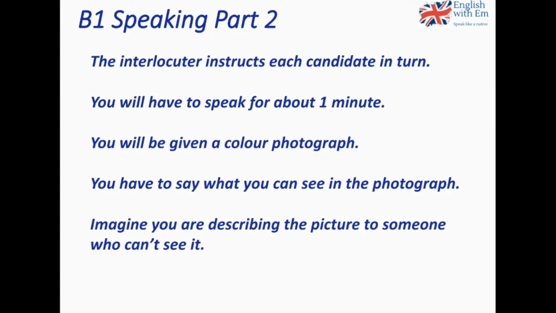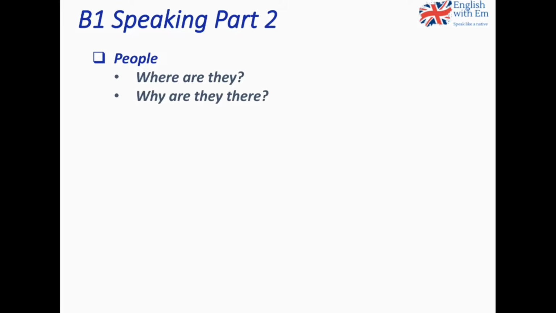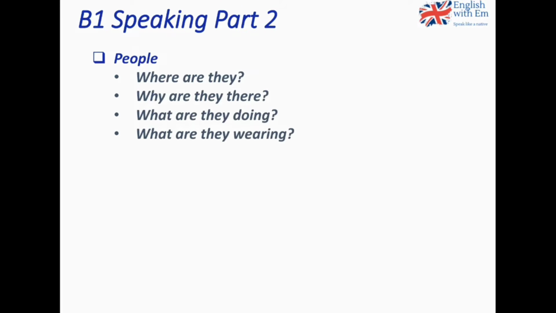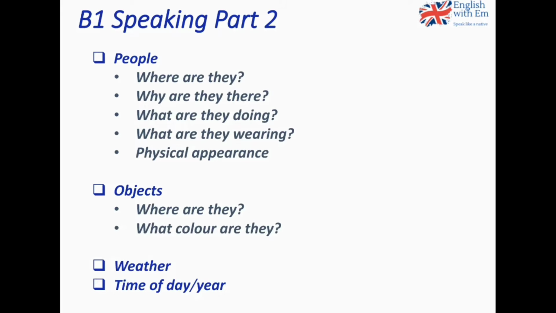So you're going to give a really detailed description, and some things you could talk about are the people. Where are they? Why are they there? What are they doing? What are they wearing? And their physical appearance. You can also describe the objects. Where are they? What colour are they? You could talk about the weather and the time of day or year.